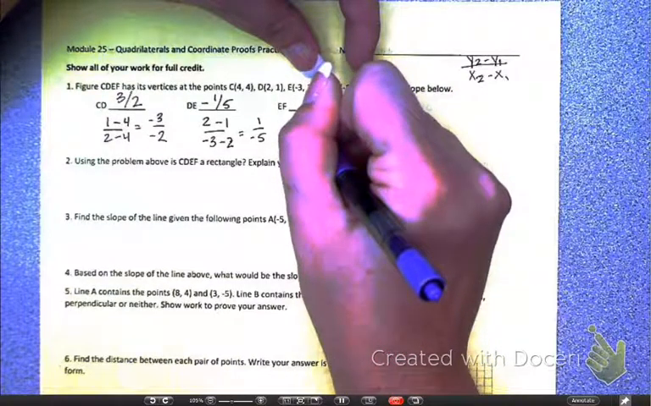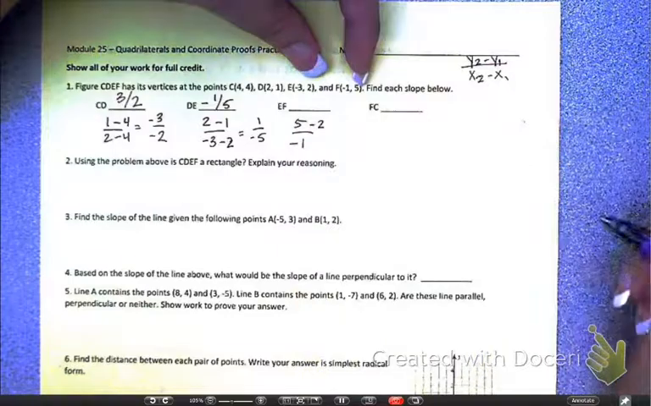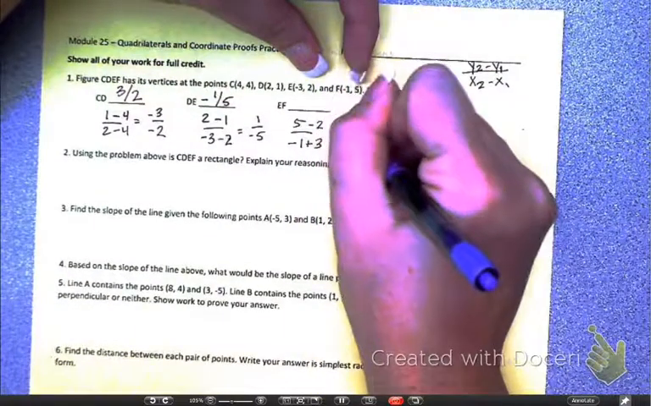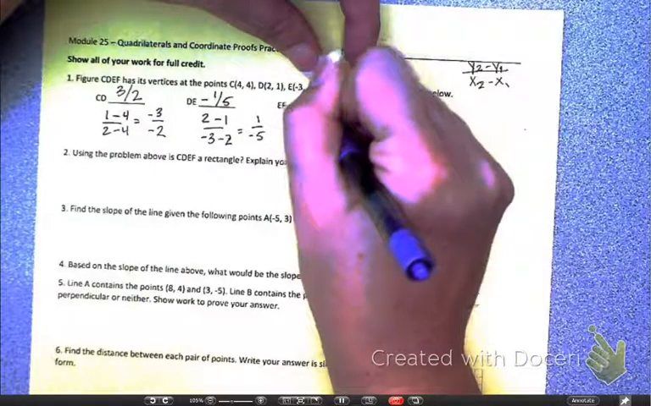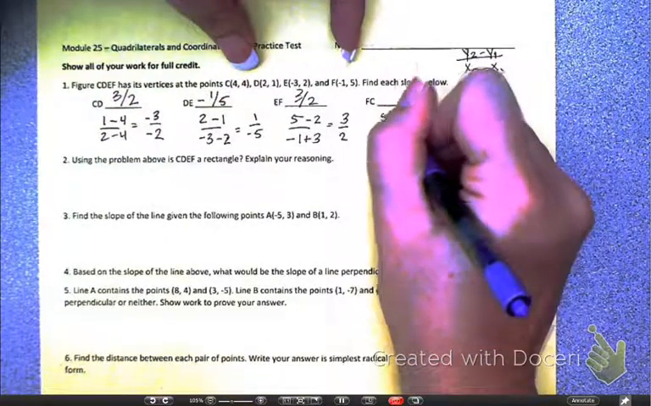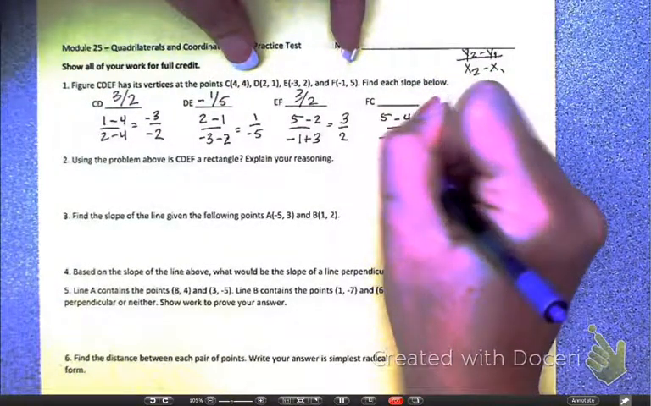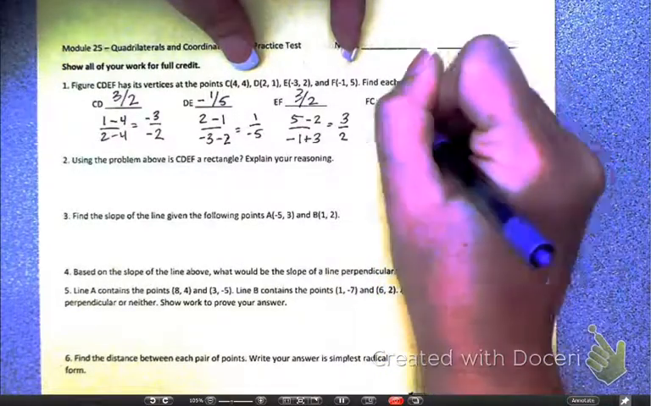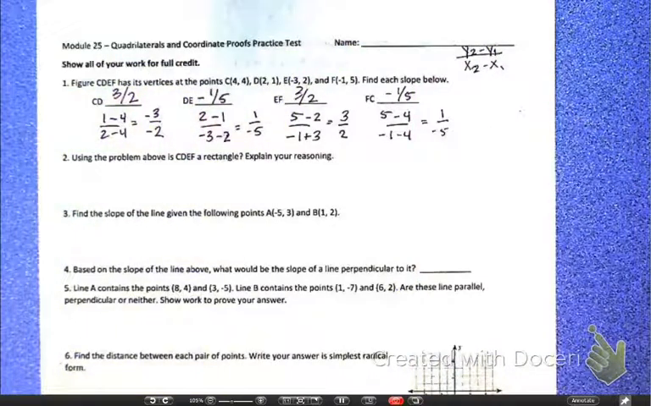5 minus 2 over negative 1 minus a negative 3 would be plus 3, which gives me 3 over 2. And then for FC, I have 5 minus 4 over negative 1 minus 4, giving me a 1 over negative 5, or negative 1/5. Are we okay with all of those slopes? Yeah? Awesome.